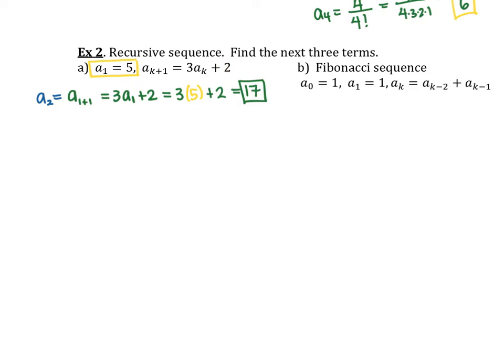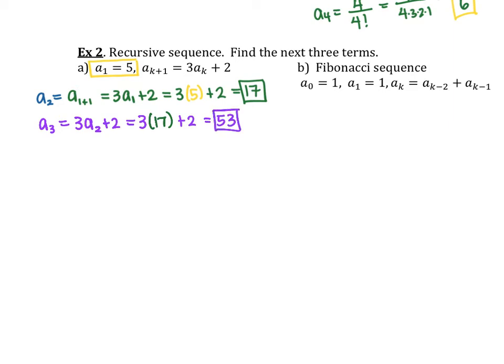Okay, so I'm going to do it for the next one. I'll skip a step a little bit. So let's say I found the one term. I want to find another term. If I want the third term, I'm going to do 3 times the previous term, which was A2, and then I'm going to add 2. Now the previous term I just found on my last step to be 17. 3 times 17 is 51, plus 2 is 53. Okay, that's the next term.